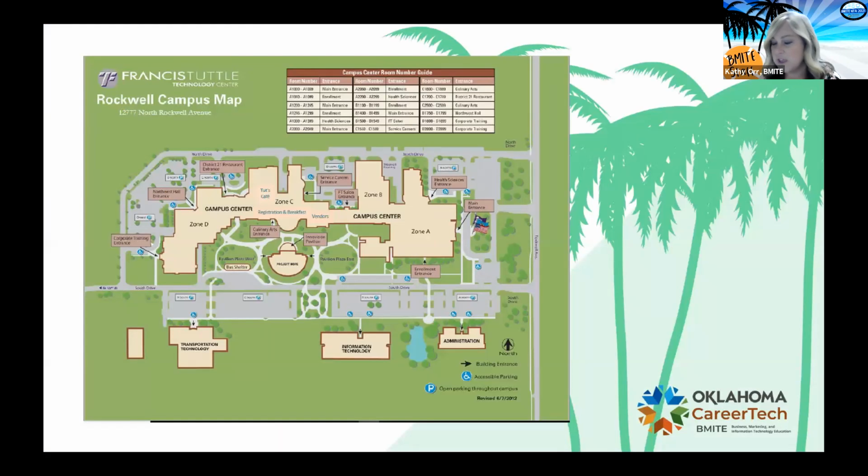Just want to show you the campus map of Francis Tuttle. So if you're coming in off of Rockwell, if you're coming from where we're coming from, which is the Stillwater area, you're coming from the north. If you're coming from, say, Norman, you're going to come from the south. But if you come in off of Rockwell, enter into Francis Tuttle, I'm going to be parking where the flags are at the main entrance and going into Zone A.